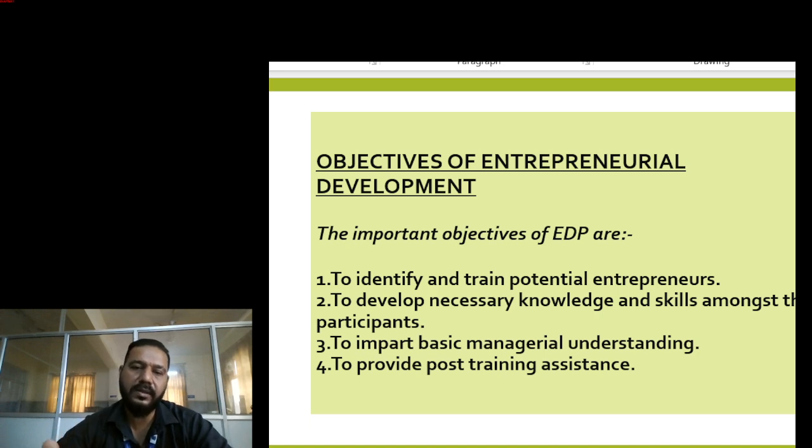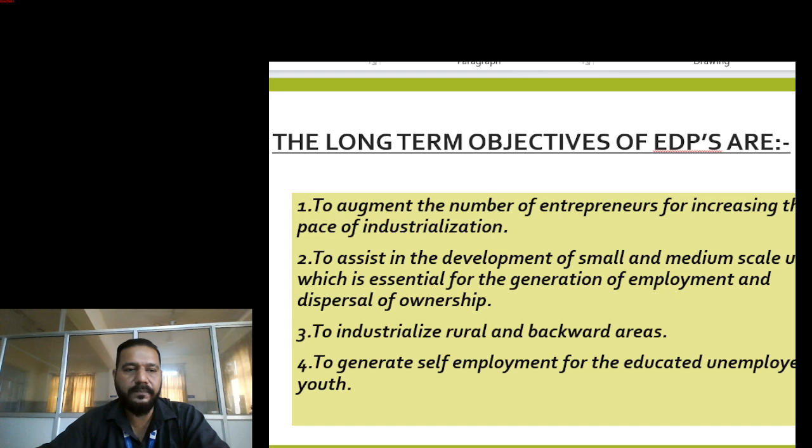After the training has been done, we provide assistance to them, like technical assistance, marketing assistance, sales assistance, and any managerial assistance if he or she wants in his or her production. Let's move to the next slide. I'm moving to the third slide. As we are seeing on the third slide, it says the long-term objectives of the EDP. Right now we have learned about the objectives. Now, this is the long-term objective.